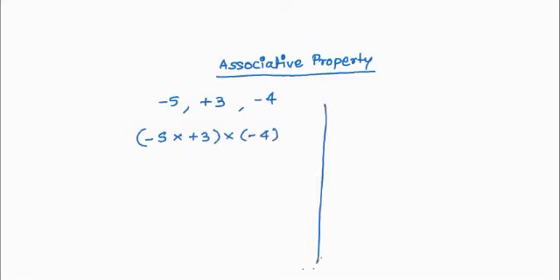So let's take three integers, -5, +3, and -4. First let's do -5 into +3, and then multiply it with -4. In the second case, we'll do -5 into the product of +3 multiplied by -4. We will do this first.